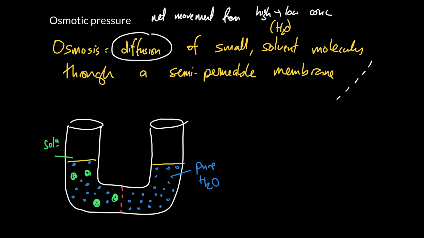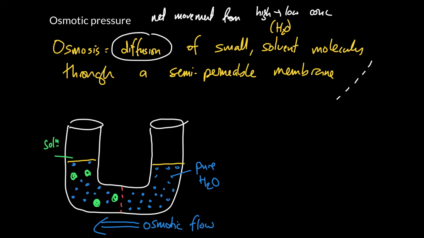So that is osmosis. That is the idea that you see a net flow of these small solvent molecules through the barrier here. So this is the osmotic flow, and it's really just coming from the fact that there's just more water molecules on one side than the other.